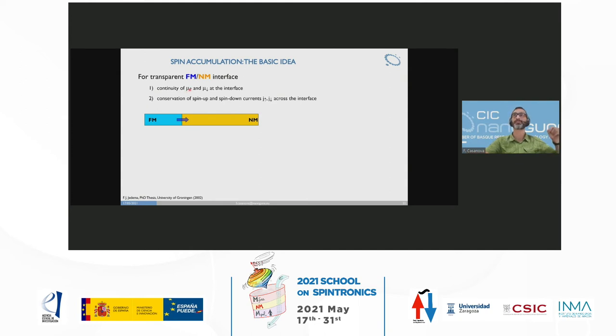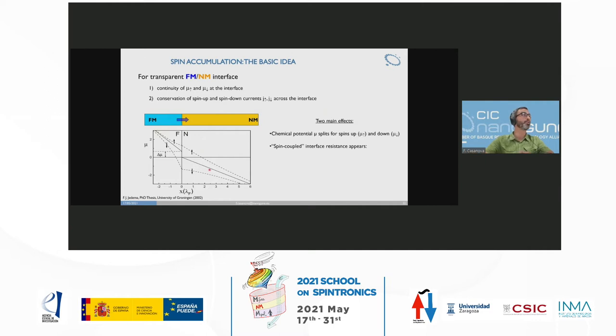You have two boundary conditions. You have a continuity of the chemical potential for spins up and down at the interface, and you have the conservation of the spin up and spin down currents. Okay, so with this, you can solve it, let's say, in one dimension, like the simplest case. And what you can get is the profile of this chemical potential. So that's the chemical potential for spins up and the chemical potential for spins down. Okay. You see this spin splitting, the chemical potential opens up. But if you extrapolate from infinity, you also see that you have an interface resistance that appears at the junction, which is related to the spin. It's spin coupled, okay? And it has a certain magnitude that depends on the spin polarization of the ferromagnet and the different properties of each material, okay? But that's an important result.